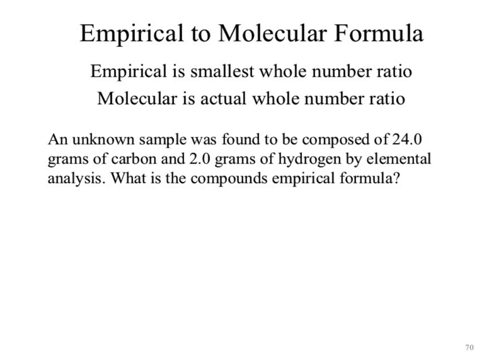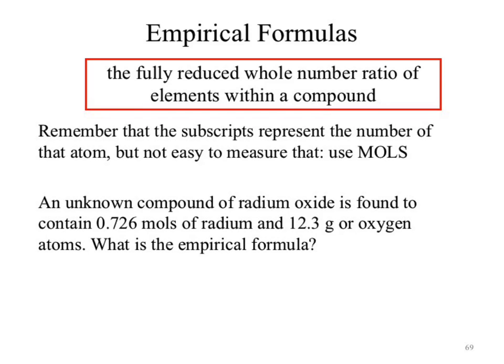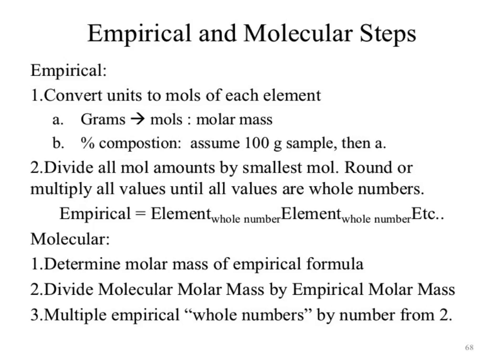Okay? There are other ways it could be formatted. Because if we go back and look at where we started with our directions, if we're given grams, what do you do? You convert into moles. That's what we did. It could be presented as percent composition. So what you'll do is assume a 100-gram sample. If I told you it was 20% carbon and 80% hydrogen, what does that mean?